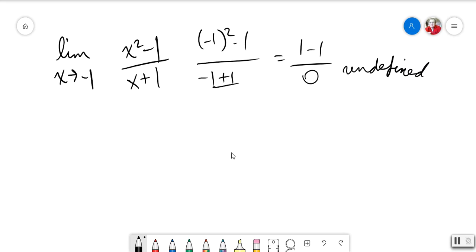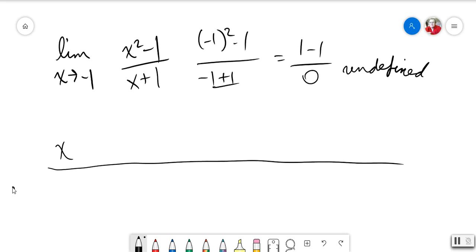So, oops, what do we do? We can make a chart. We can say x, and we can say f(x), which in this case is (x squared minus 1) over (x plus 1). So we put in negative 2.